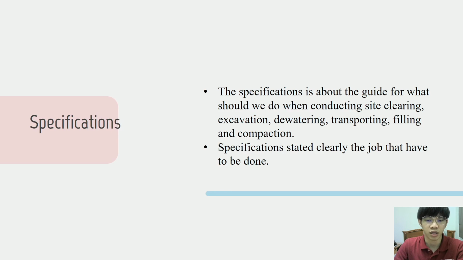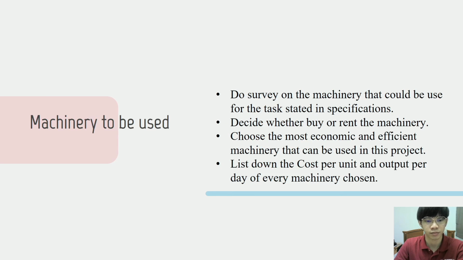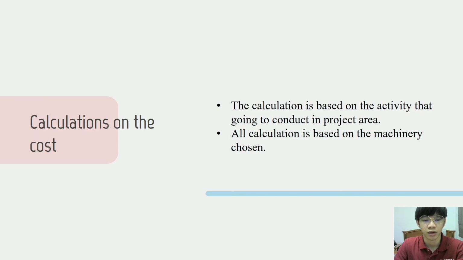The specifications are the guide for what we should do when conducting site clearing, excavation, dewatering, transporting, filling, and compaction. Specifications state clearly the jobs that have to be done. In this phase, we have to do a survey on the machinery that could be used for the tasks stated in the specifications, and decide whether to buy or rent the machinery. Choose the most economic and efficient machinery that can be used in this project. List down the cost per unit and output per day of every machinery chosen. The calculation is based on the activities that are going to be conducted in the project area, and on the machinery chosen.